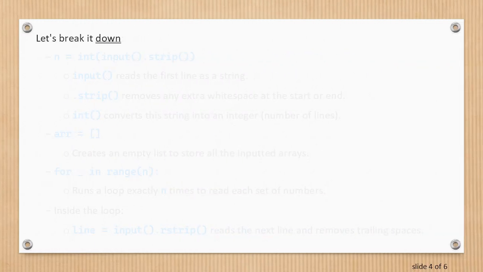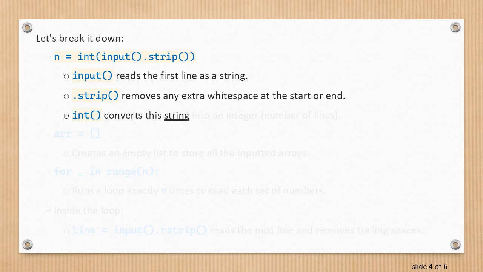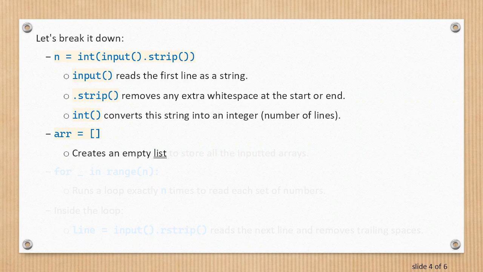Let's break it down. n = int(input().strip()). input() reads the first line as a string. .strip() removes any extra whitespace at the start or end. int() converts the string into an integer, the number of lines. arr = [] creates an empty list to store all the inputted arrays.